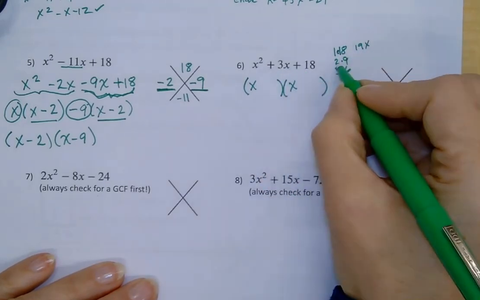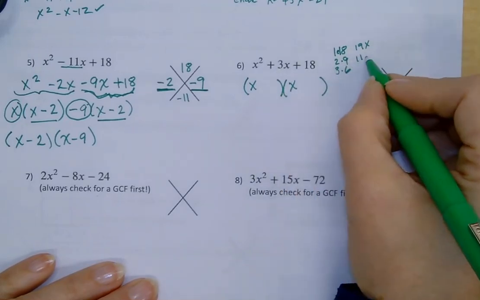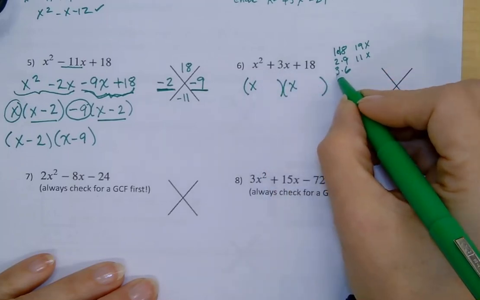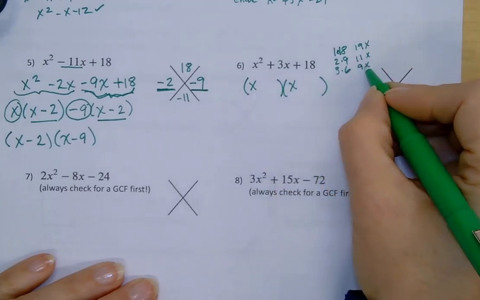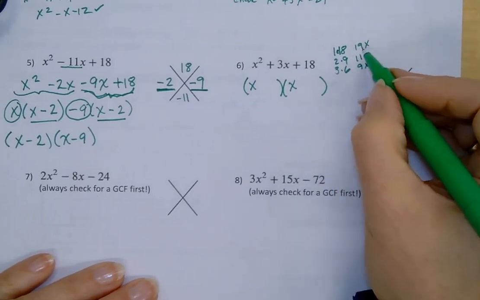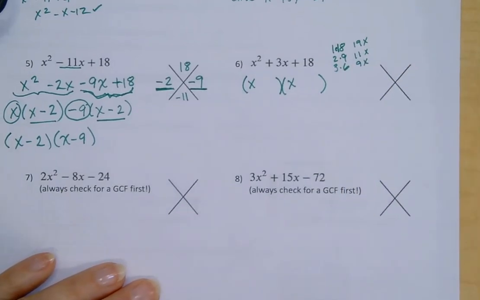I want 3, right? 2 times 9 is 18, but 2 plus 9 is 11, and I look, and that's not right. I want 3. 3 times 6 is 18, but I add 3 and 6 and I get 9. That is not right. But if I change these all to negatives, I'm just going to get negative 19 and negative 11 and negative 9. So I'm looking at this and thinking, there's no way. It's true, there's no way.